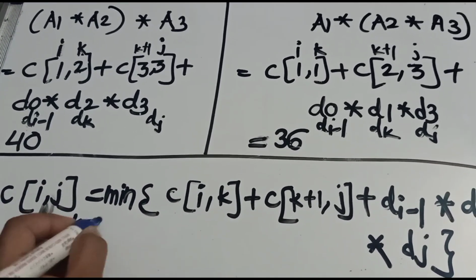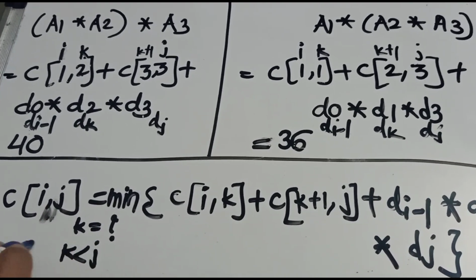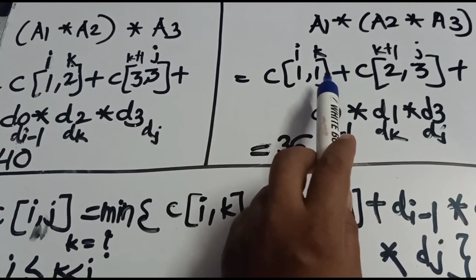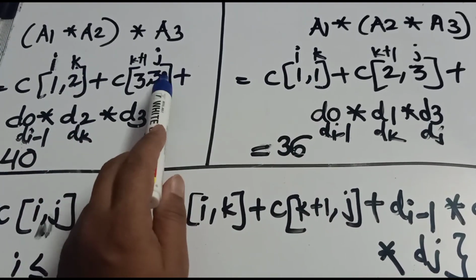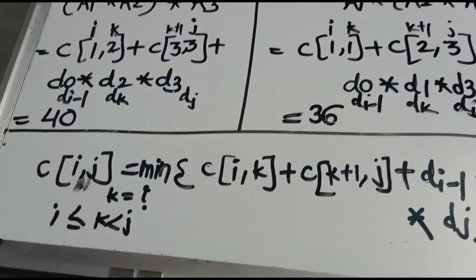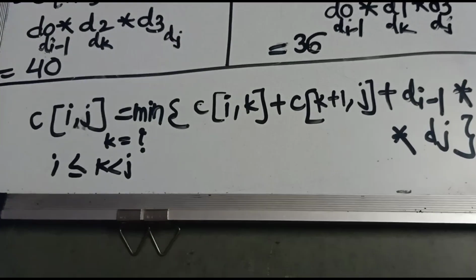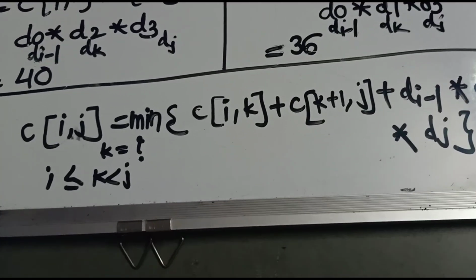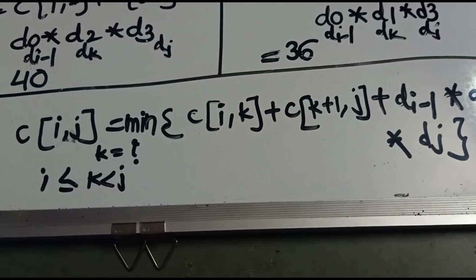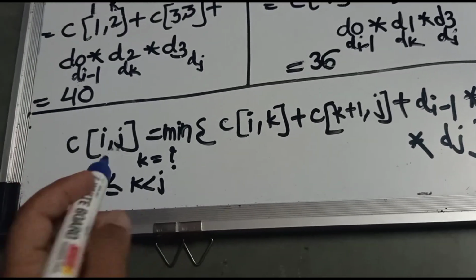What should be the value of k here? The value of k is less than j, but greater than or equal to i. The value of k is 1 or 2, meaning k is not exceeding the value of j, which is 3. So it will be less than j, but it can be equal to or greater than i. We need to understand this formula very clearly, because this is the final formula we are going to use for solving the matrix chain multiplication problem using dynamic programming. So I will read it again.